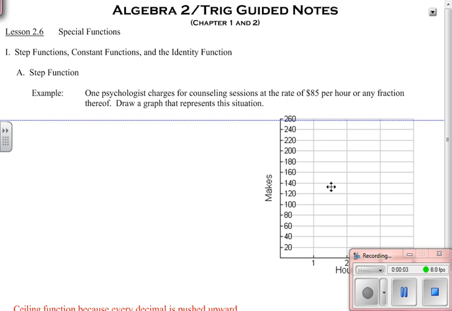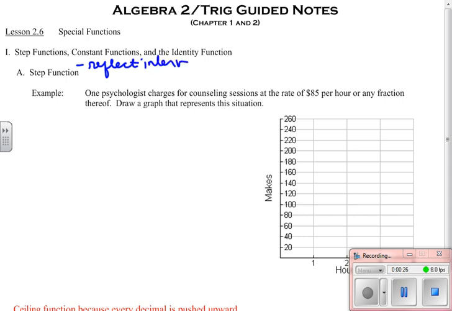Okay, so today's lesson is going to talk about some special functions, some equations and relations that behave in very interesting ways. So we're going to talk about step functions, constant functions, and the identity function. And there's two kinds of step functions, and they're named this way because they look like steps. And they really are going to reflect intervals of constant behavior.